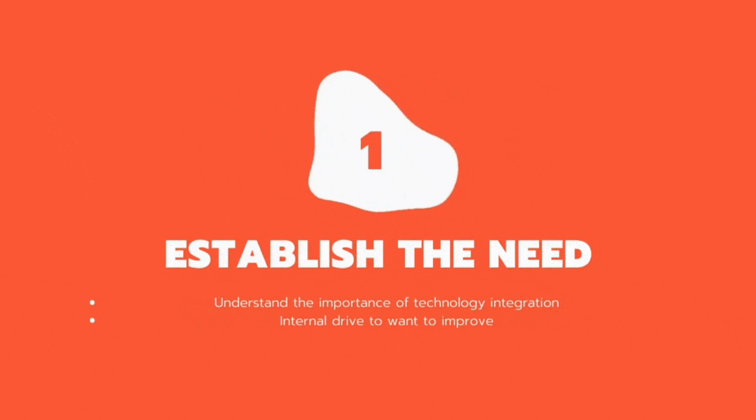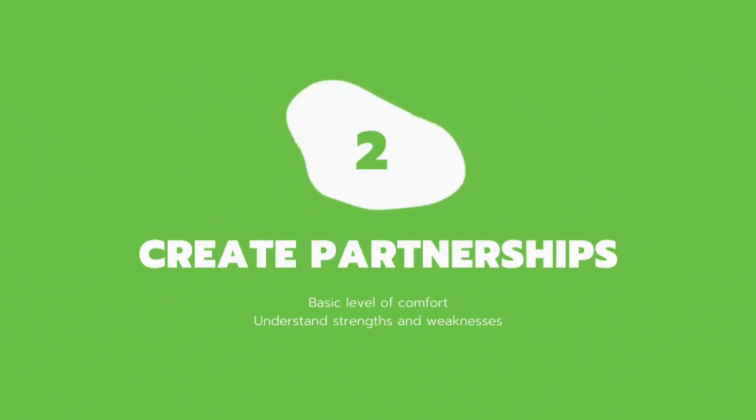The first phase involves establishing a need. In this phase, it's important that everyone understands the importance of technology integration. Typically, coaching cycles will work the best if the teachers you're working with are internally motivated and have identified themselves as needing to improve. In the second phase, it is important that colleagues create partnerships and build relationships.